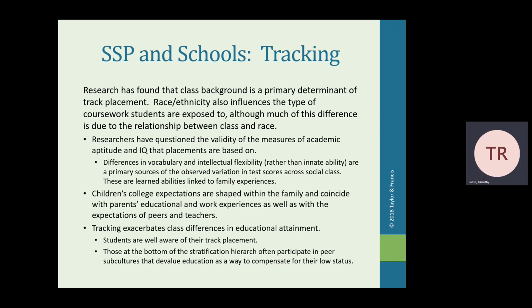Anyway, getting into some subpoints that the book wants to highlight, researchers have questioned the validity of the measures of academic aptitude and IQ that placement tests are based on. For example, differences in vocabulary and intellectual flexibility rather than innate ability are the primary source of observed variation in test scores across social class. These are learned abilities linked to family experience.